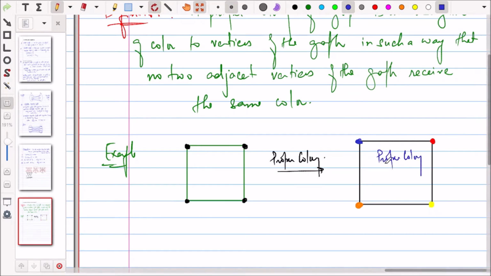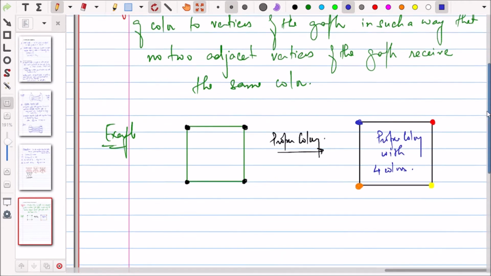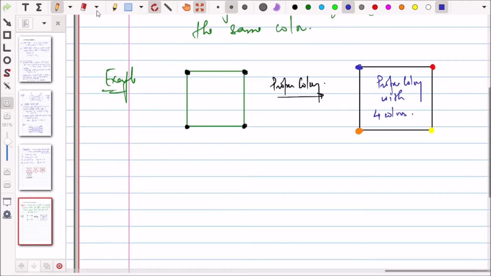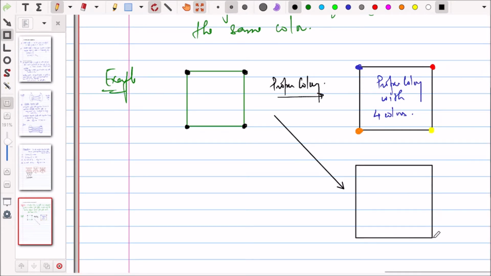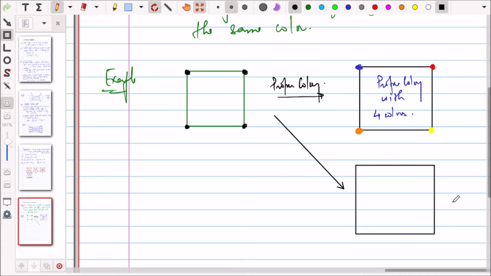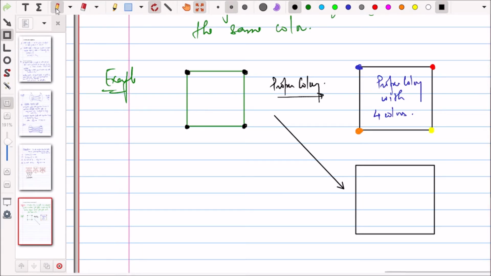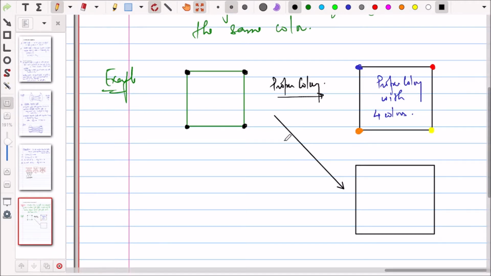Proper coloring with 4 colors. Okay, so we have used 4 colors here, right? Because no two adjacent vertices have the same color. We can also color it using this. Another proper coloring. So now give me the minimum number of colors that you can use. कितने colors use होंगे minimum?